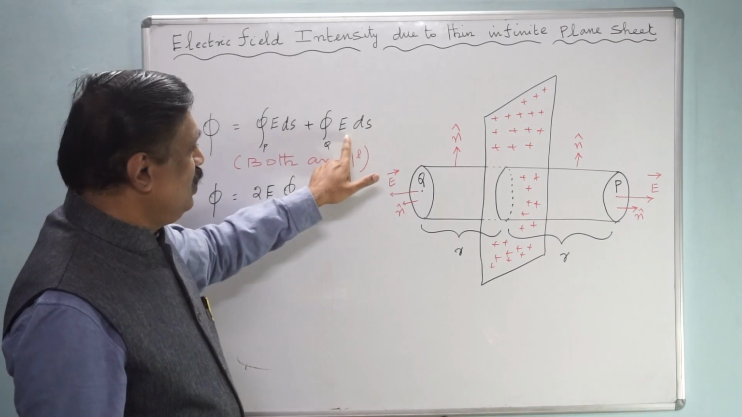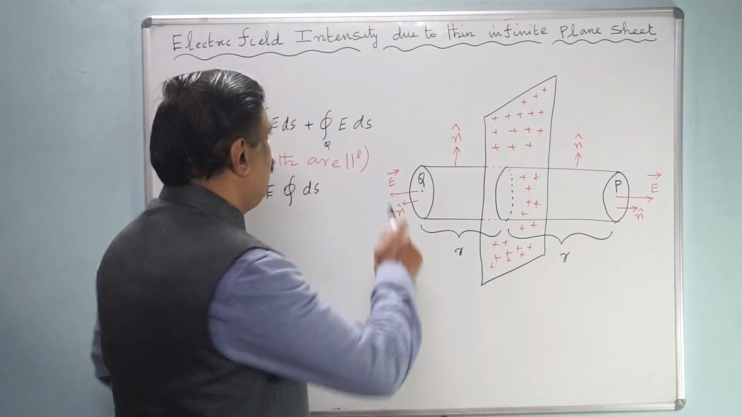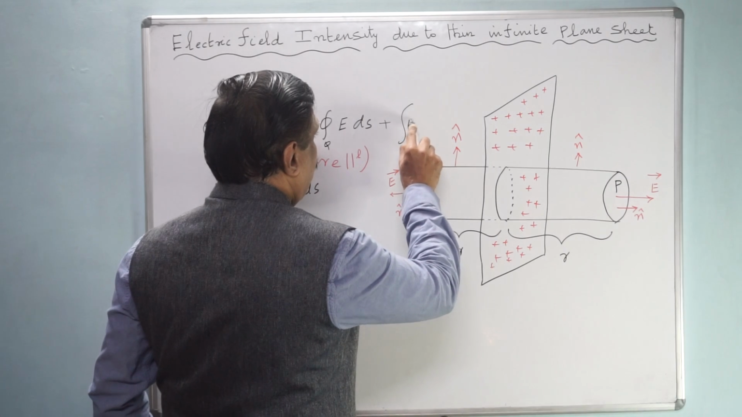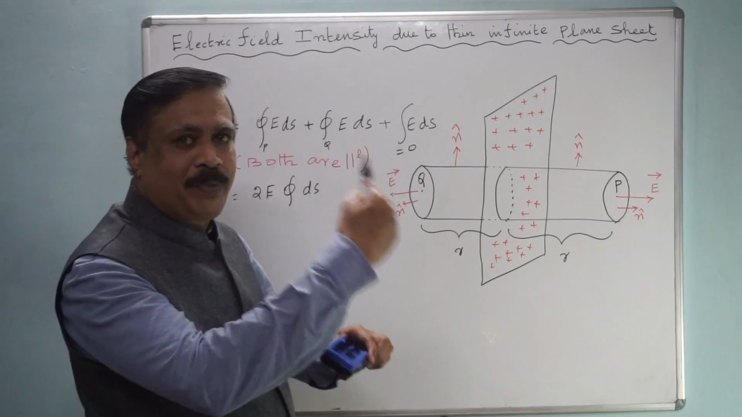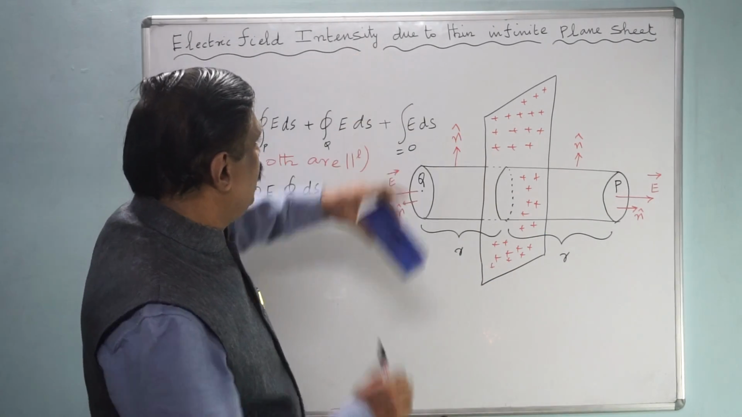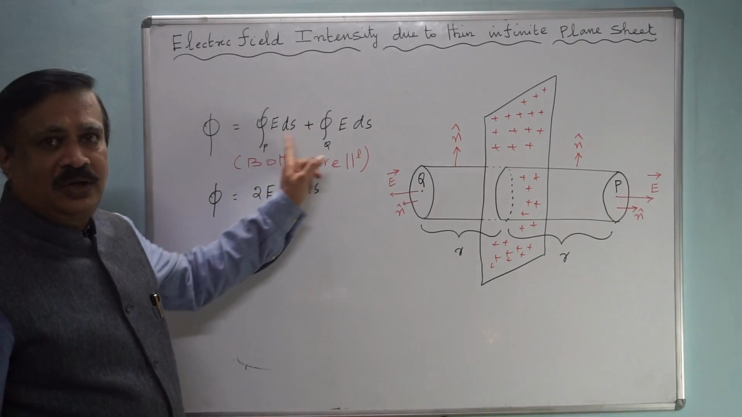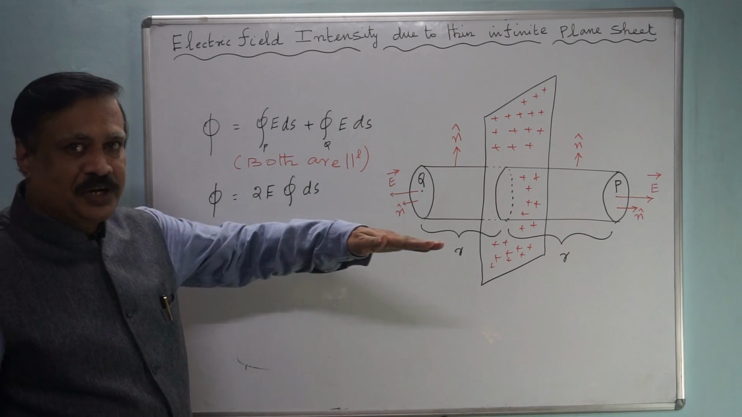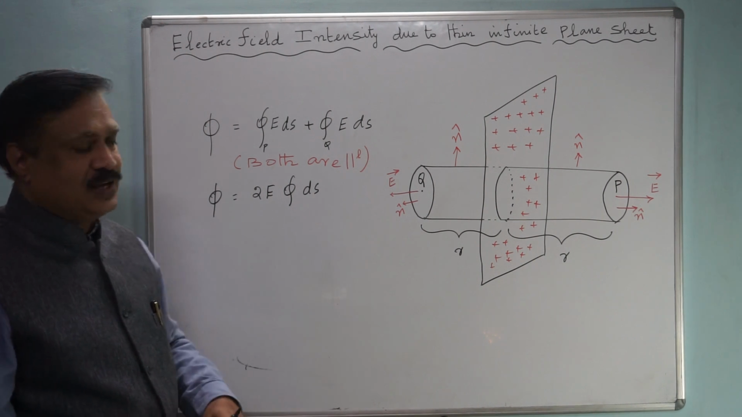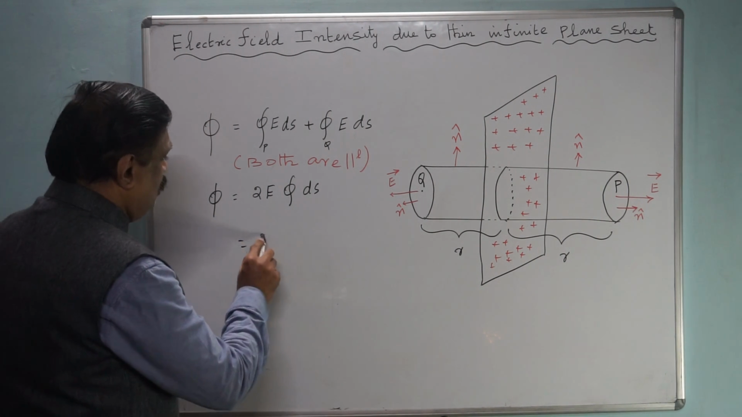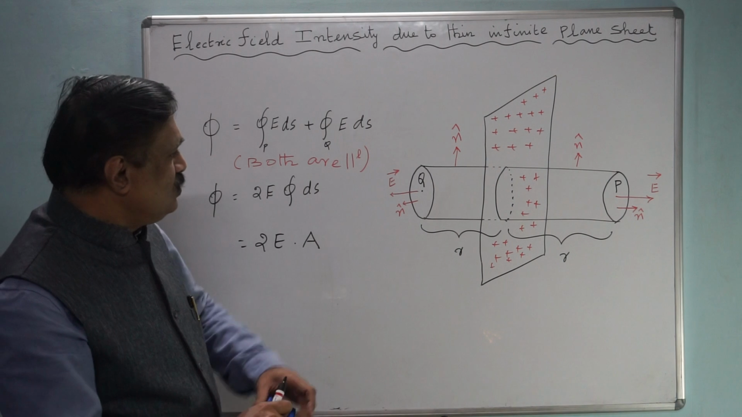Surface integral of E dS plus E dS. Both are parallel to the field, therefore we are adding. And if you want you can add the surface integral of E dS for the outer surface, which is equal to 0, because it is perpendicular to the field. Therefore I have not added this. Both are in the same direction, parallel to the electric field, therefore we add them. Therefore 2E surface integral of dS, and surface integral of dS equals A, the area of this surface.